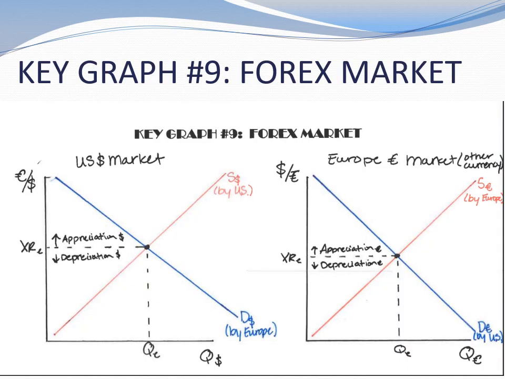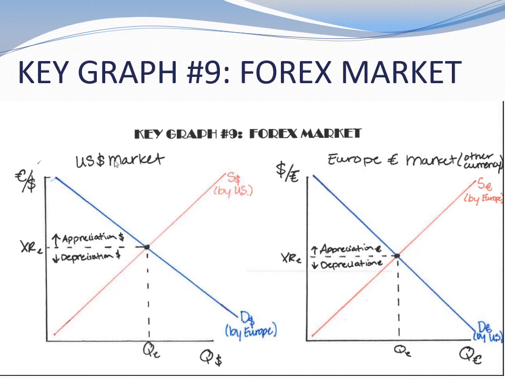Okay, so we're going to go ahead and start drawing our key graph number 9, our FOREX market. And for this key graph, we actually need to draw two single market graphs, one of the US currency, and then we're going to compare it to another currency. And remember, the reason why is that the only way that we know what the price of our currency is, is by comparing it to the value of the other currency. So go ahead and draw two single markets.